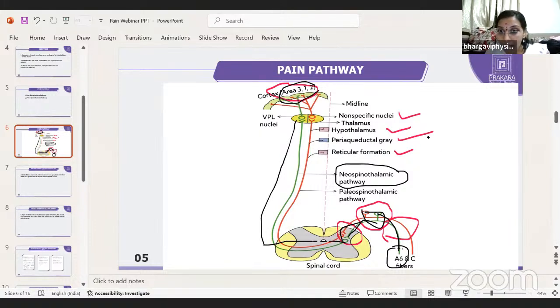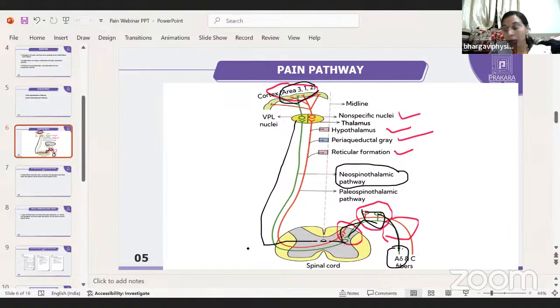Once again, I am summarizing. It arises from the receptors, which are the free nerve endings of A delta fibers. They reach the dorsal root ganglia. From there, they reach the posterior root of our spinal cord. There, they make a synapse with the nuclei present in lamina 1 and lamina 2 of the posterior root of our spinal cord. By making the synapse, they terminate here. Now, second order fibers start here.